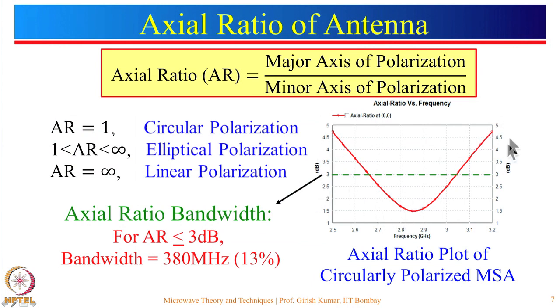This is the typical axial ratio plot of circularly polarized microstrip antenna. When I talk about microstrip antenna, we'll give you a little bit more details. But over here, you can see that this is axial ratio versus frequency. I've drawn a line at 3 dB. So generally speaking, axial ratio bandwidth is defined for axial ratio less than 3 dB. And in this particular case, we can say that bandwidth is equal to 380 megahertz, which is 13%. So I just want to tell you, perfect circular polarization is defined for AR equal to 1. However, for up to AR less than 3 dB, it is acceptable as circular polarization.